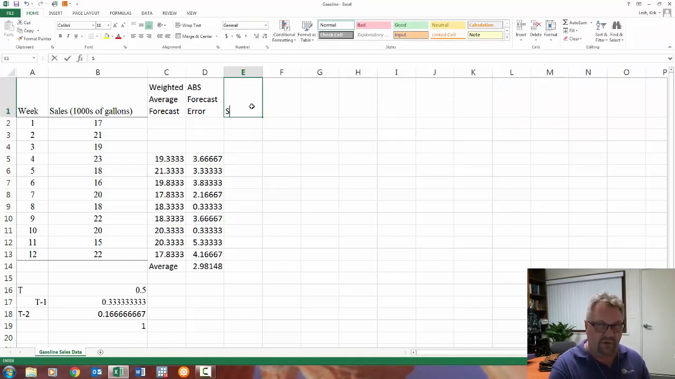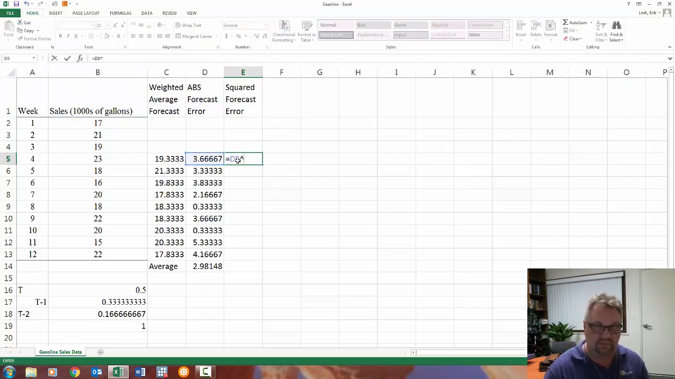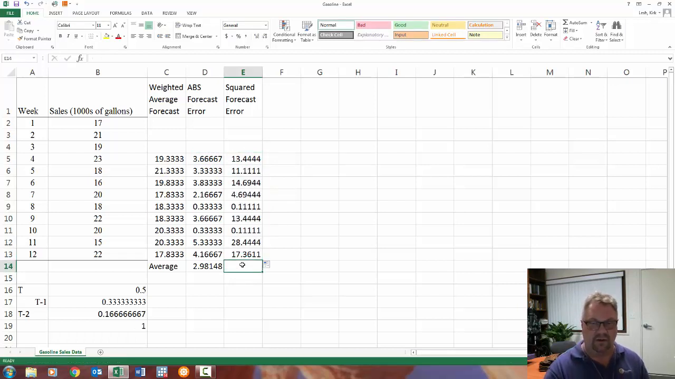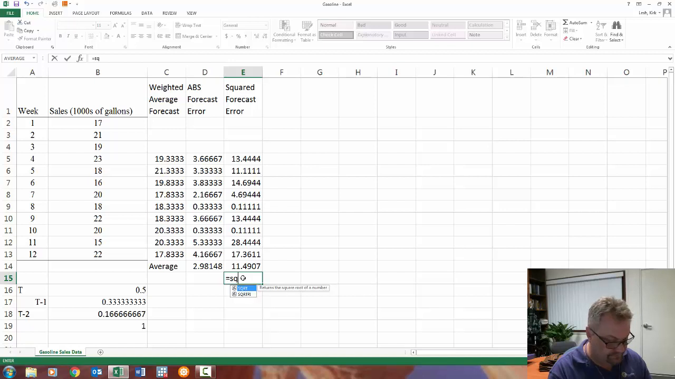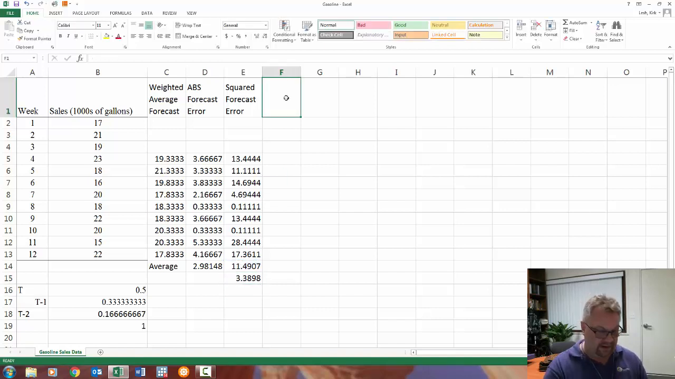And then I have my squared forecast error. So that equals this number squared. Copy that down. And then, of course, I like to take the square root of this. That gives .3, and then finally the absolute value of my percent error.